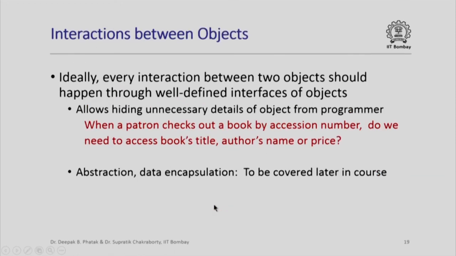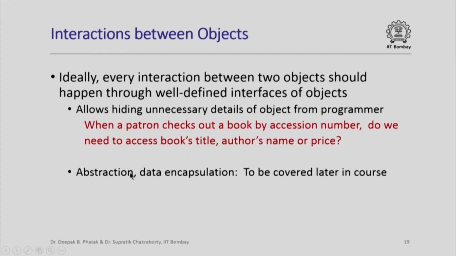Ideally, we should allow objects to interact only through very well defined interfaces, and this allows hiding unnecessary details of an object from the programmer. For example, when a patron is trying to check out a book by specifying its accession number, do we really need to access the title of the book or the name of the author or its price? If we do not, then the programmer should not try to access these details of the book object when he or she is trying to implement the checkout functionality for a patron.